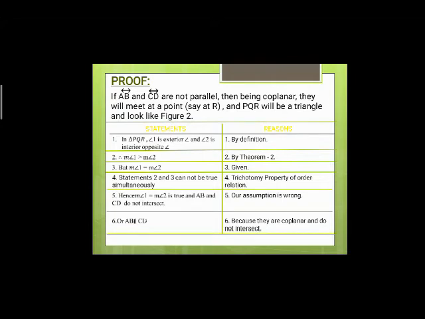So our assumption is wrong. We say that both the lines are parallel, but at the start of the theorem we assumed that both the lines are not parallel. So here we have a contradiction, and that's why our assumption is wrong. It means the theorem is proved, so we write QED.